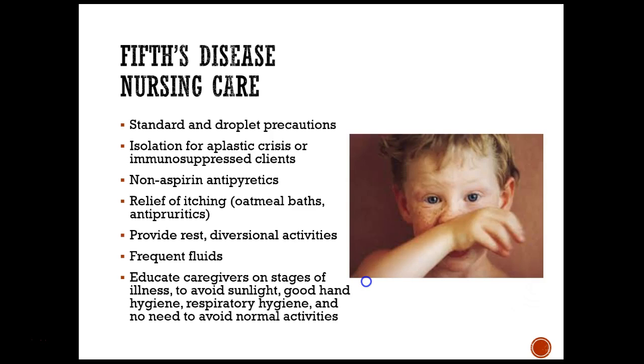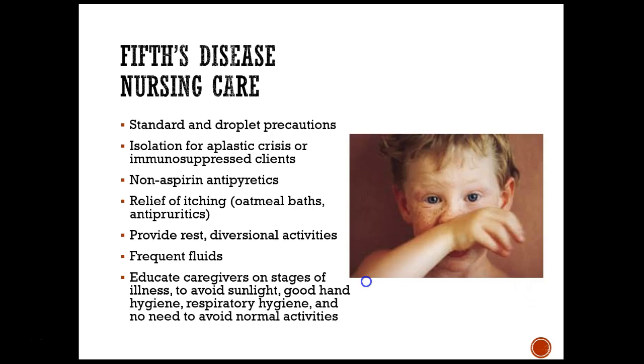We encourage parents to use non-aspirin antipyretics to keep the fever down. If the kids complain of itching, especially in that second stage where they get the rash on their trunk and their arms, oatmeal baths and antipyretics tend to be helpful in relieving symptoms. We want them to rest and provide diversional activities so they don't scratch all the time. Give them frequent fluids. And then we educate the caregivers on the stages of illness so that they don't think that the kids are getting worse.